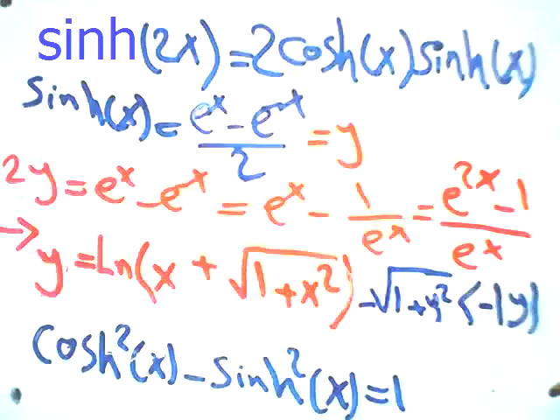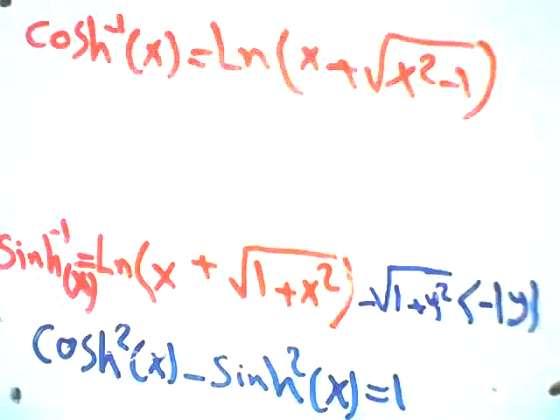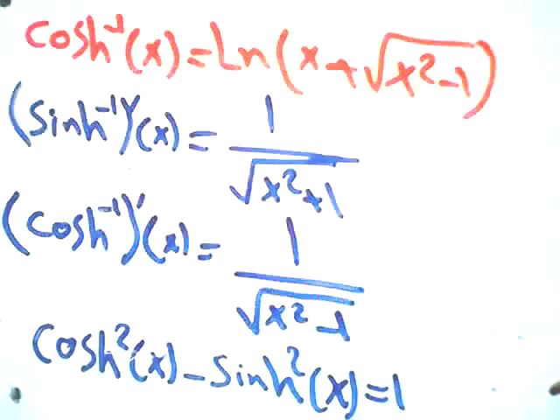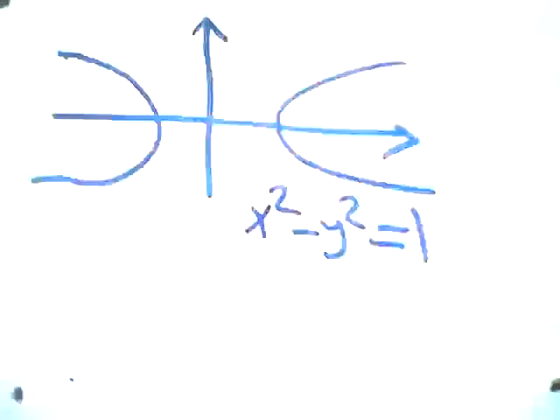Finally, turning x into y and y into x gives us the formula for the inverse function of sine hyperbolic, and here's the inverse function of cosine hyperbolic. You could derive that easily. And finally, these are the derivatives of the inverse functions.